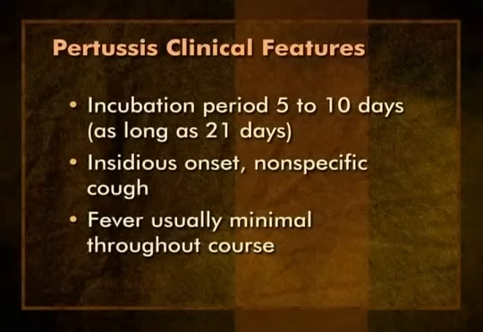Pertussis is almost exclusively a respiratory disease. Lung infection leads to tissue damage. This damage may cause a decrease in pulmonary function, which leads to pooling of secretions and the characteristic cough. The incubation period of pertussis is relatively short. It is usually 5 to 10 days, but can be as long as 21 days. Initial symptoms are similar to a viral upper respiratory tract infection with insidious onset of a nonspecific cough. Fever is usually minimal throughout the course of the illness.